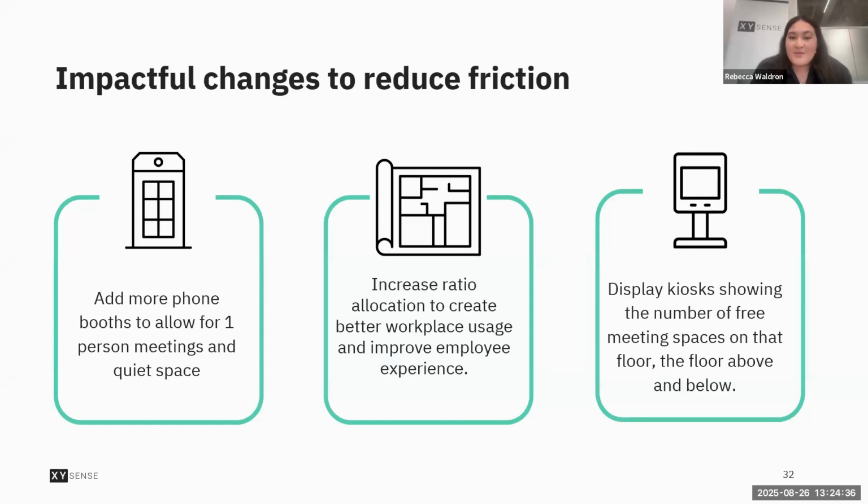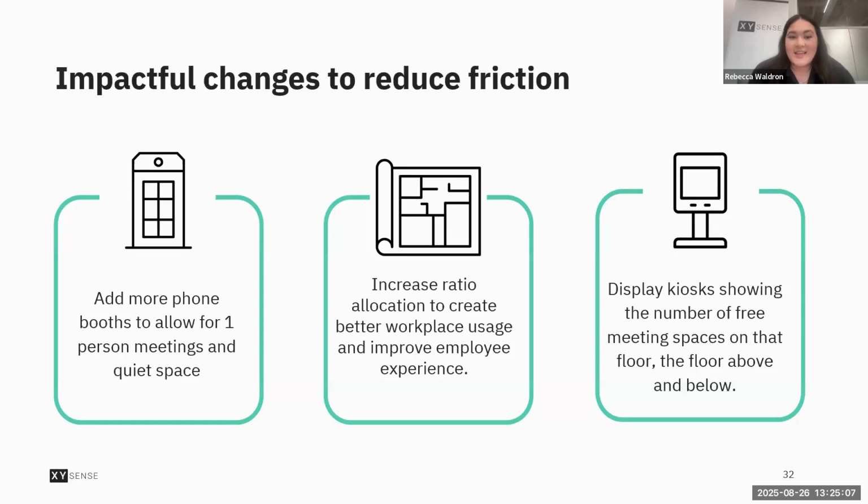Here are some ways that we've seen this put into practice in terms of using that data. In the first instance, we worked with a customer that was seeing high usage of meeting spaces with very low average fullness, so a lot of people on single phone calls, those sorts of things. As a result, they added more single person phone booths to alleviate this friction point for them. This helped with noise concerns that they had as well as alleviating that strain on larger meeting rooms.